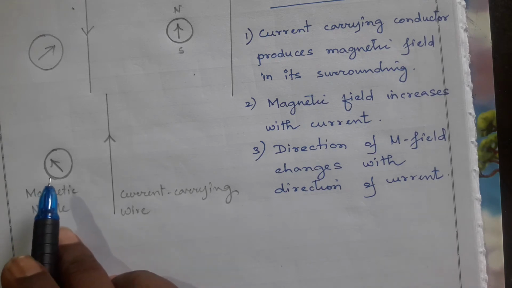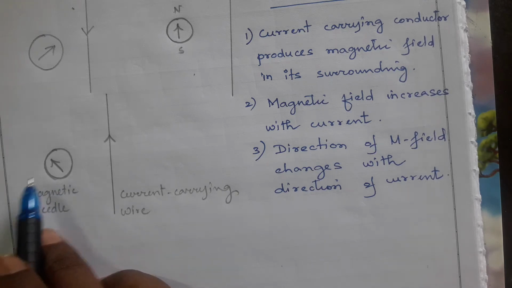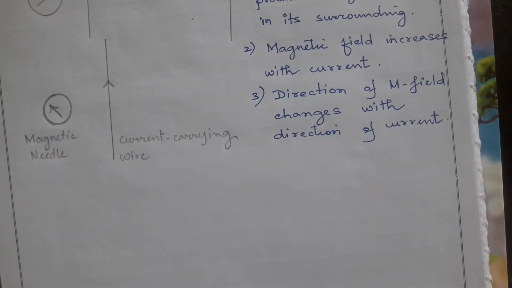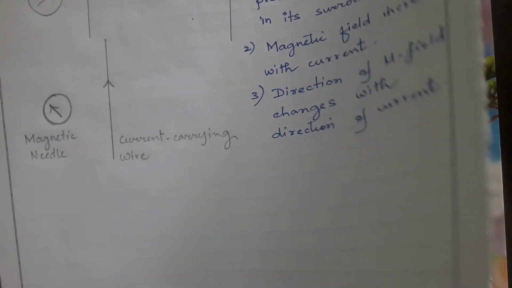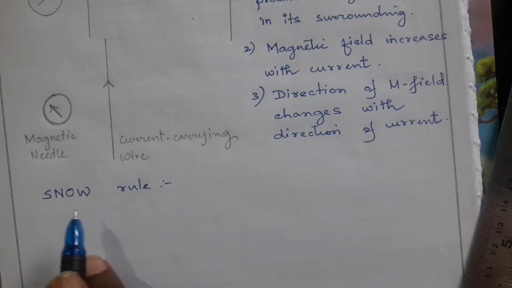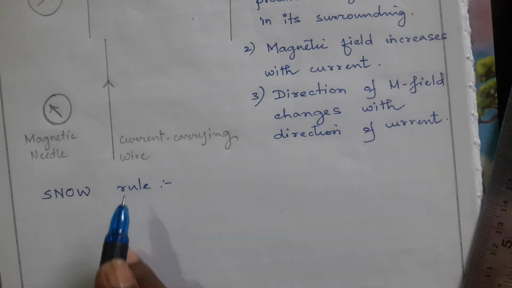Now in which direction will the needle deflect? The deflection of the needle is given by two laws. One is Snow's rule, the other one is Ampere's swimming rule. We will first discuss Snow's rule.